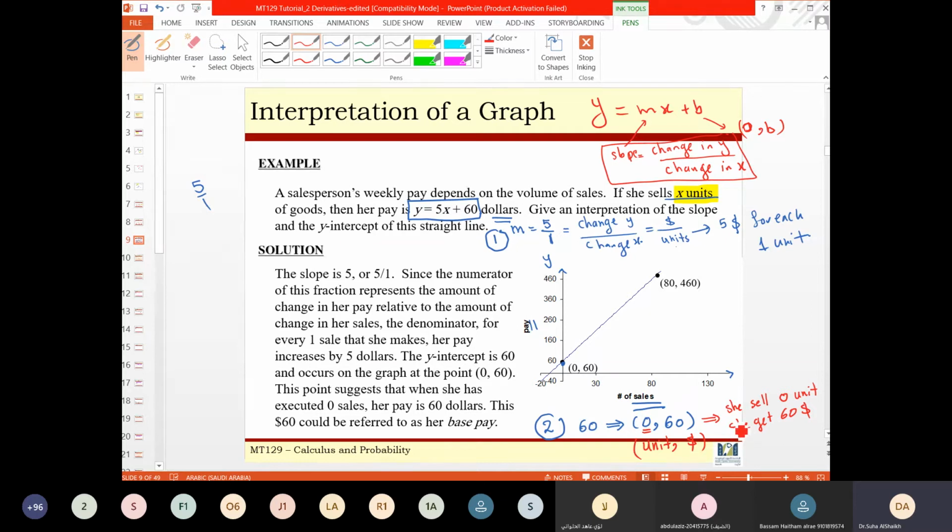From the equation I got two things. The first one from the slope, the second one from the intercept. From the slope I learned that for every 1 unit she will get $5. And from the intercept I learned that even if she sells 0 units she will get $60. Exactly, x is equal to 0 to get the y-intercept. You are correct. We let x equal 0 to get the y-intercept, and we let y equal 0 to get the x-intercept.